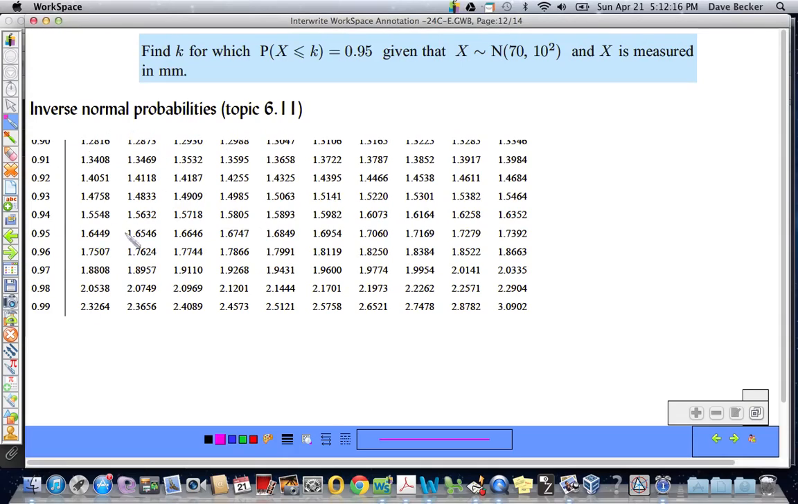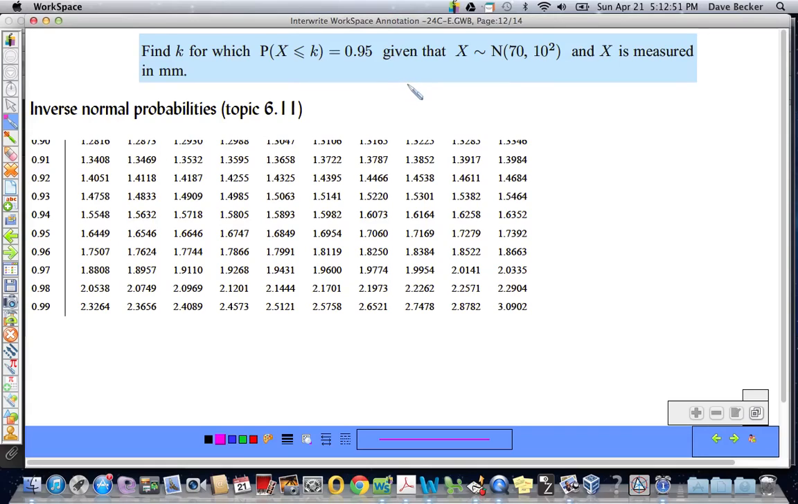Okay, and there's a lot more to it than this. This is 2 pages long, but I just cut out the piece that we need from our formula sheet. Okay, so what the heck is going on? So we're finding k for which P(X is less than or equal to k) is equal to 0.95. Given that the random variable x is normally distributed with a mean of 70 and a standard deviation of 10. Remember, 10 squared is the variance, so that means 10 is the standard deviation. And x is measured in millimeters.